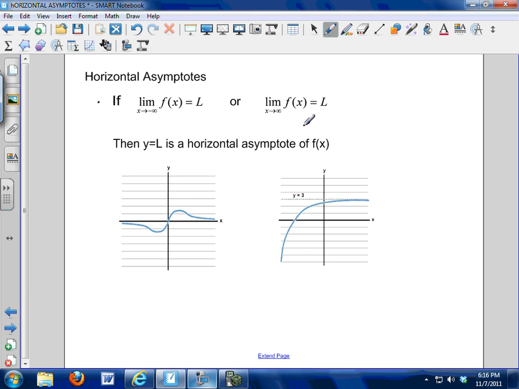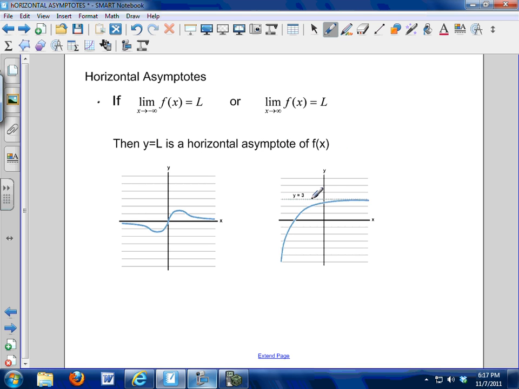These are about end behavior of a function, not about what's going on between negative 10 and 10. These are what's going on if we zoom way out, what's happening with my function. Okay, so if the limit as x approaches negative infinity of some function is L, or the limit as x approaches positive infinity of some function is also L, then y equals L is a horizontal asymptote of that function.